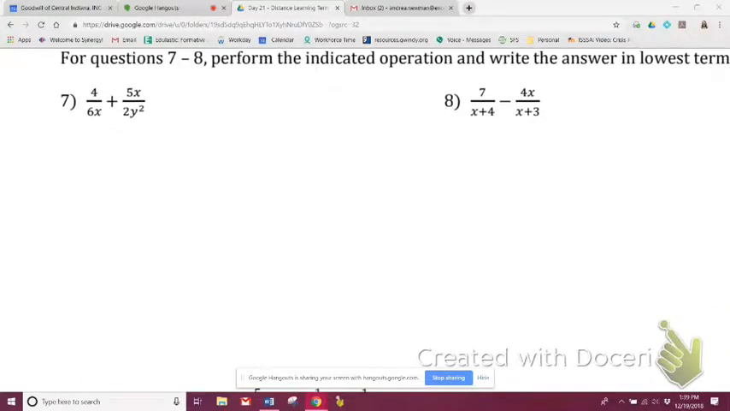Question 7 and 8. So question 7 and 8, we are adding and subtracting fractions. Have to get a common denominator first. So looking at question 7, I need to decide what my least common denominator would be.